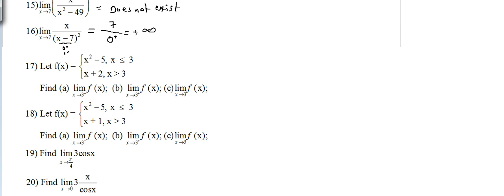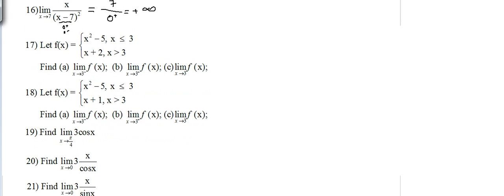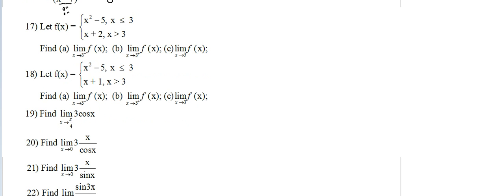Number 17, it's a piecewise function. It's f of x equal to two different polynomials: x squared minus 5 for x less than or equal to 3, and x plus 2 for x greater than or equal to 3.